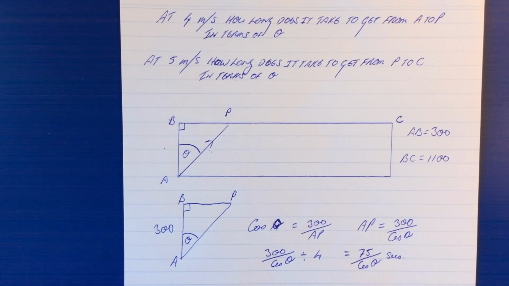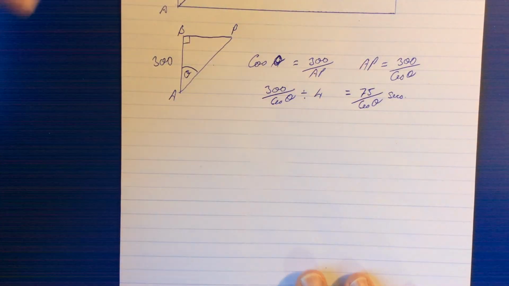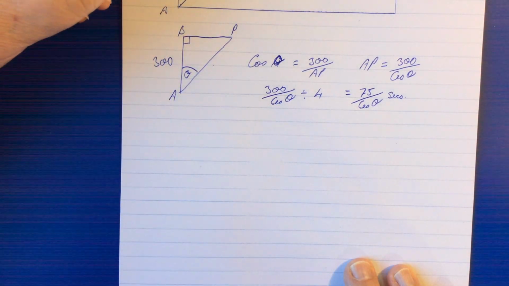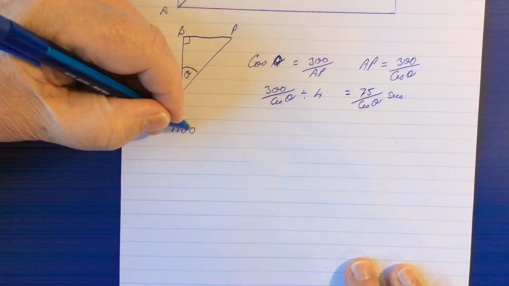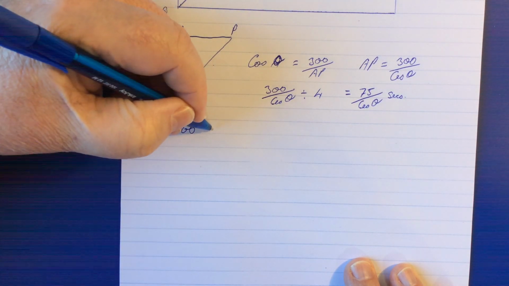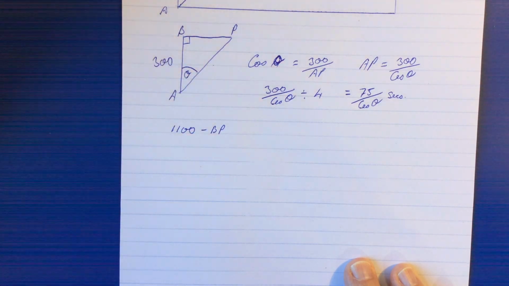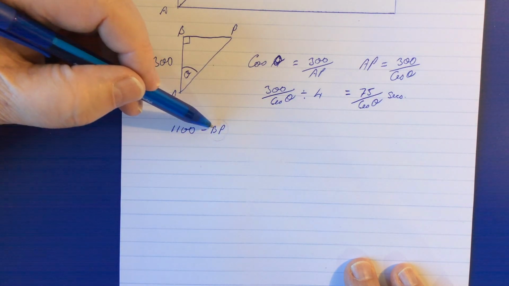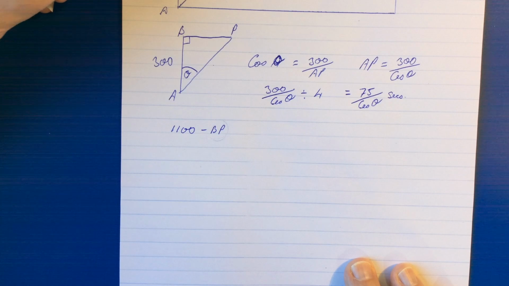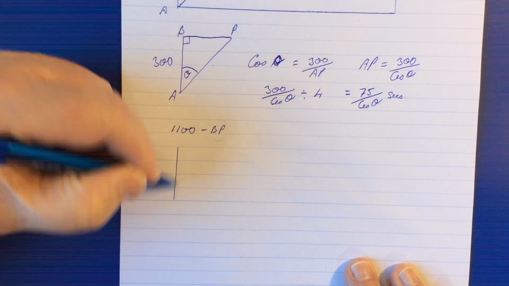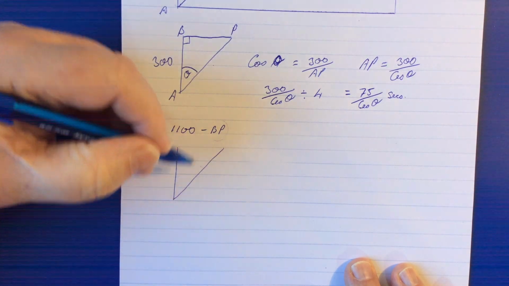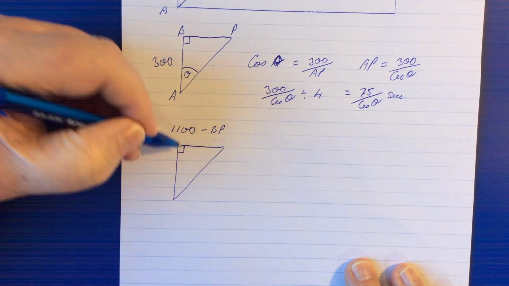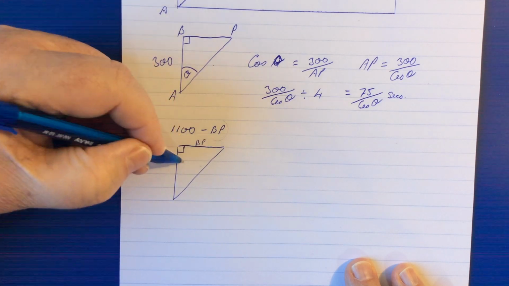Now, slightly more complicated, but using the same principles, we're going to discover how long it takes to get from P to C. Right. Now, the distance from P to C is 1100 meters minus BP. And so we should go looking for an expression for the length of BP in terms of theta. Now, if we do that, what we're looking at there is a tangent. This is BP here.